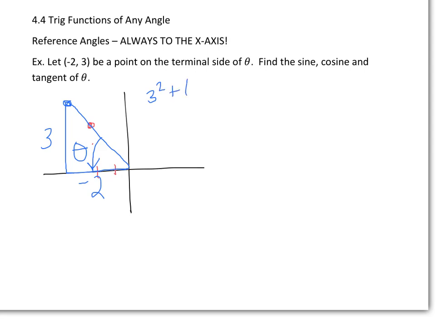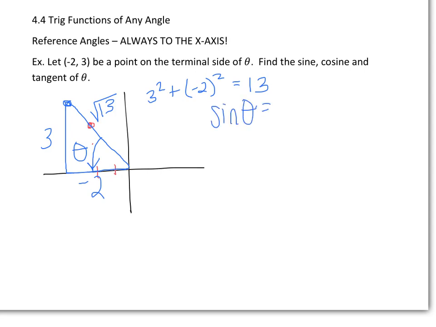3 squared plus negative 2 squared equals, what is that, 9 plus 4, 13. So this must be the square root of 13. So now I can go through all my trig functions.